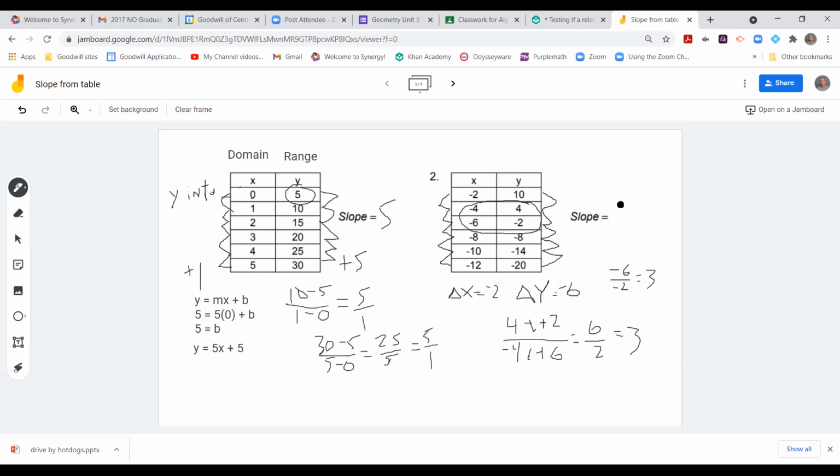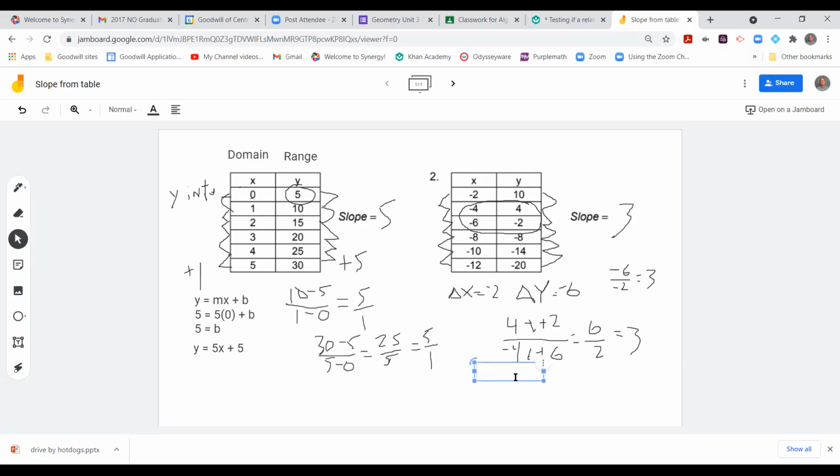Yeah, I did 10 minus 4 to -4. Okay, great. Yeah, and it doesn't matter which two, any two in the columns will work. You still should come up with the same calculation. So we got the slope. We don't have the y-intercept though. We still need that for slope-intercept.